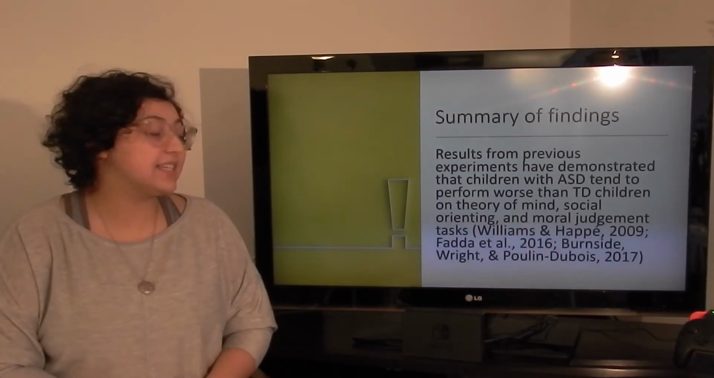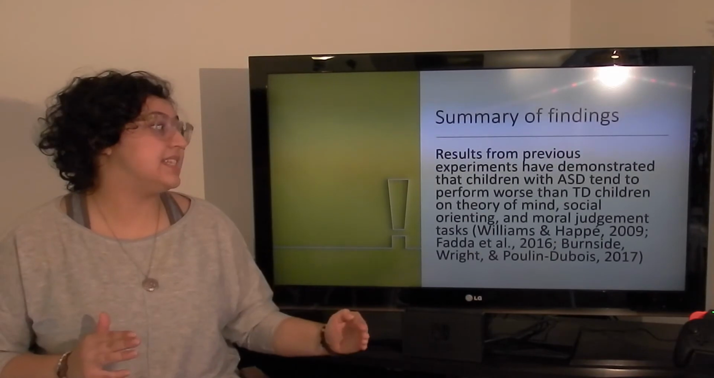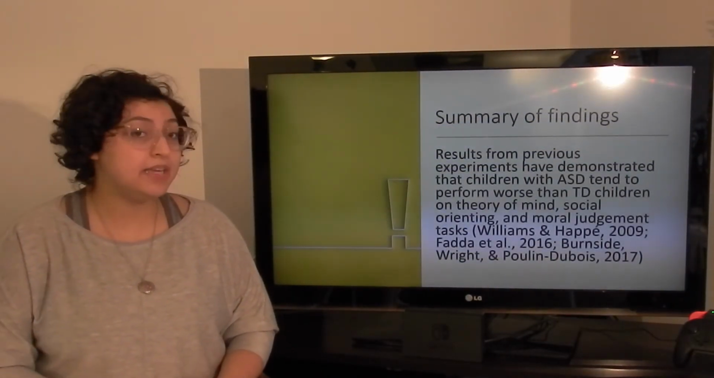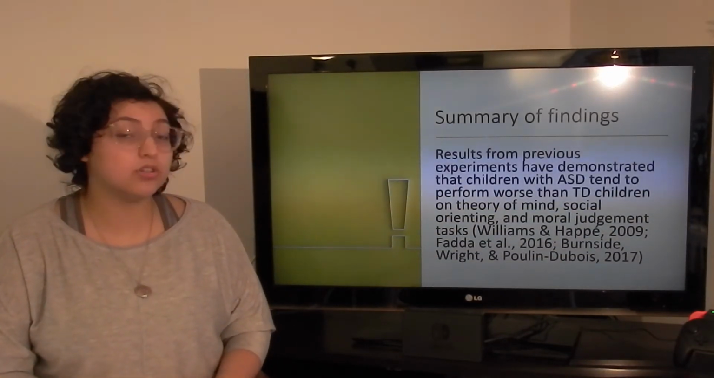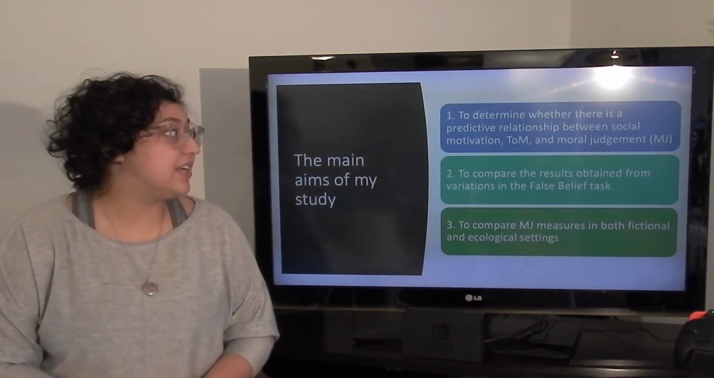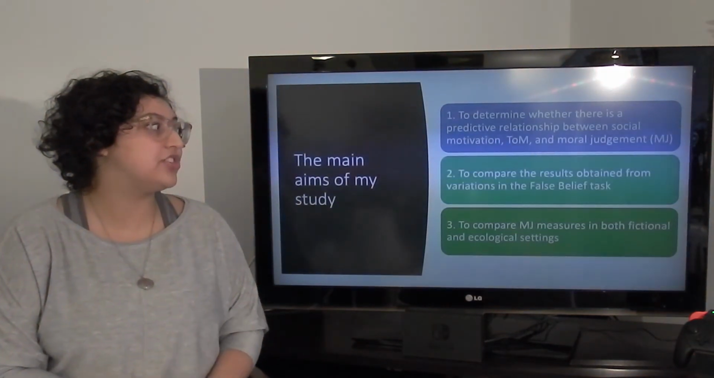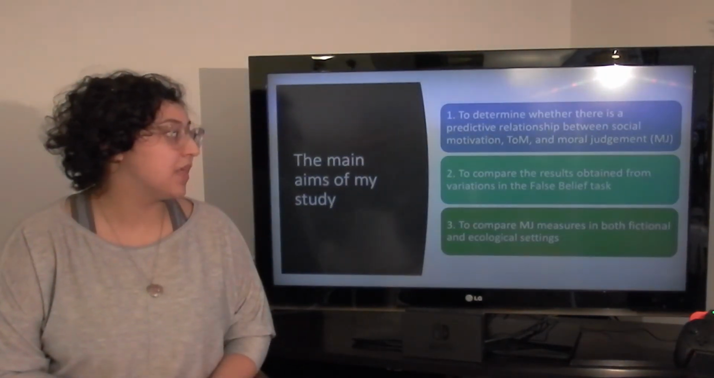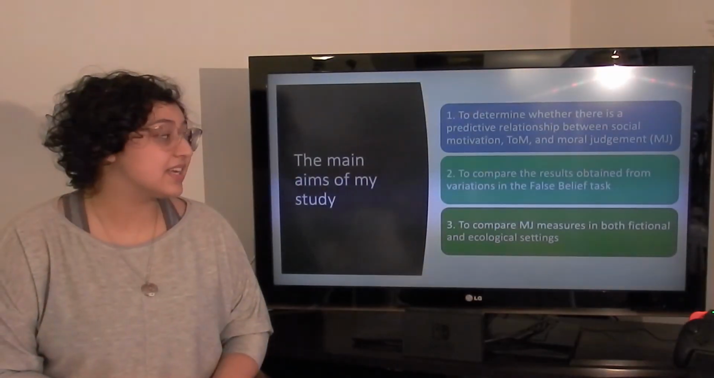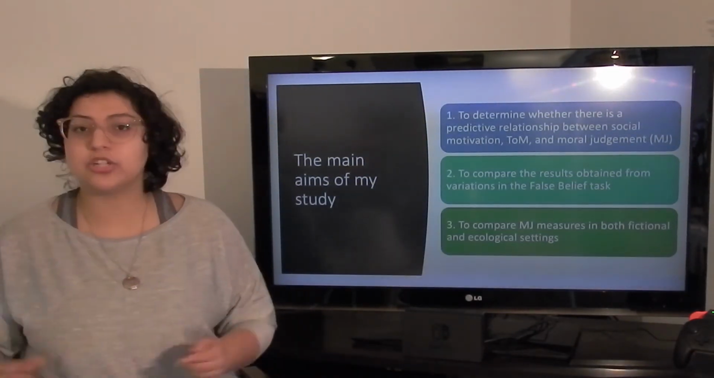The summary of findings up until now are that previous experiments have demonstrated that children with ASD tend to perform worse than typically developing children on theory of mind, social motivation, and moral judgment tasks. The main aims of my study are firstly to determine whether there is a predictive relationship between social motivation, theory of mind, and moral judgment, to compare the results obtained from variations in the false belief task, and lastly, to compare moral judgment measures in both fictional and ecological settings.